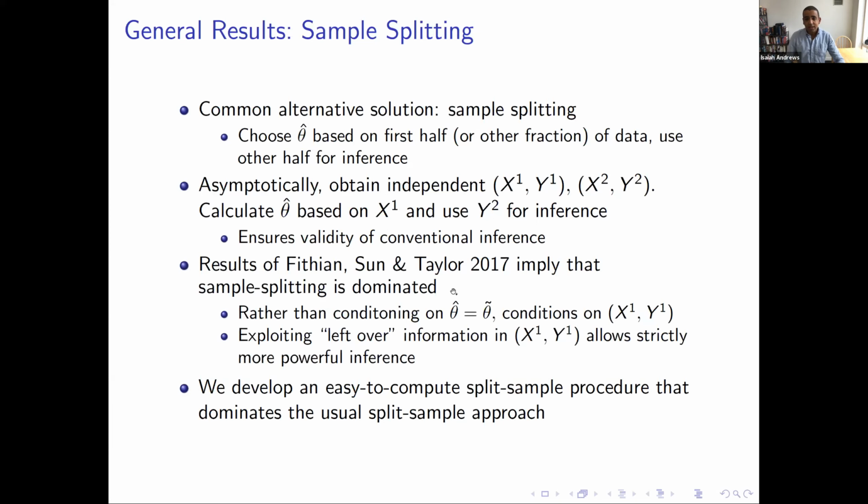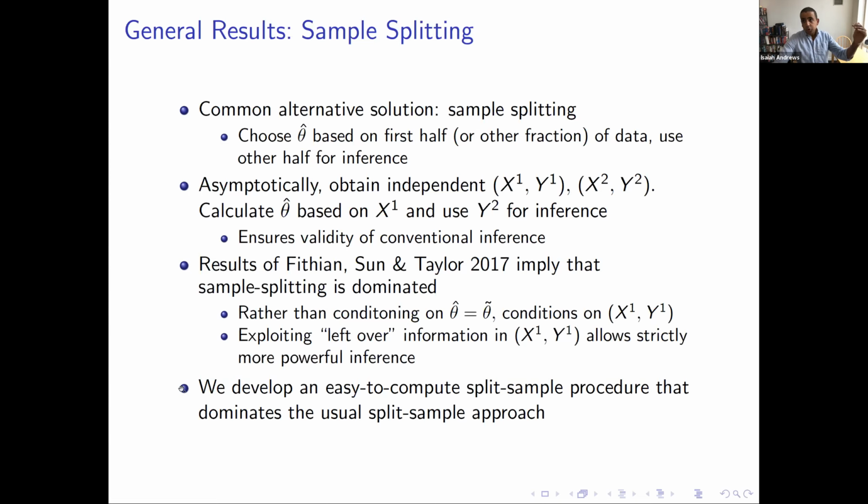But results in Fithian, Sun, and Taylor 2017 say that sample splitting is going to be dominated for this problem. One way to think about the reason why is that rather than conditioning on theta hat equals theta tilde, if I take the sample splitting approach here, I'm effectively conditioning on the pair x1, y1. But there's still some residual useful information in x1, y1 conditional on the realization of theta hat. And so by exploiting that information, one can develop more powerful inference. And so in the supplement to the paper, we talk about one easy to compute split sample procedure that dominates the usual split sample approach.